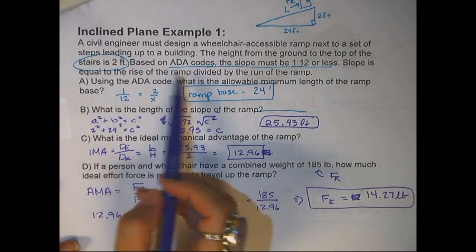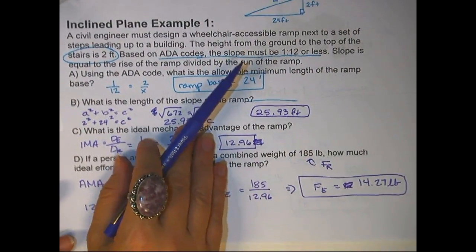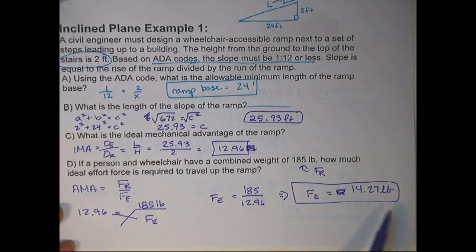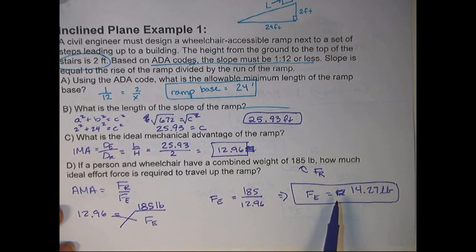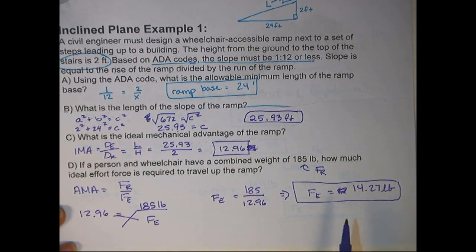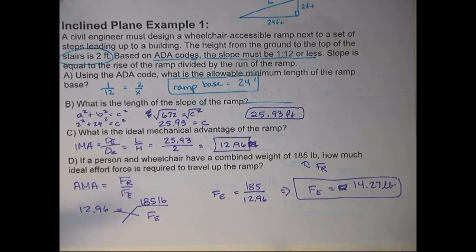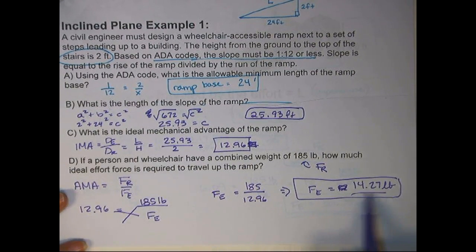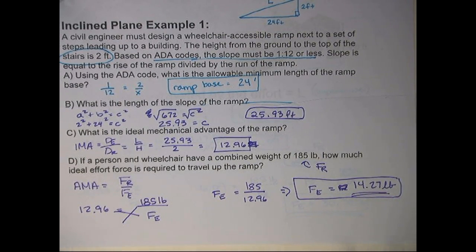And remember, we were talking about ADA code. This is really nice because it says it only takes 14 pounds of pressure to push someone up this ramp. What that means is someone who is not very strong, who's in a wheelchair and having to roll the wheels of their own chair, only takes 14 pounds to do it. Or it could be even that it's a child pushing an adult up this ramp. And the person doing the pushing does not have to be very strong because we've made the ramp a very low slope. Okay, that's it for inclined planes.